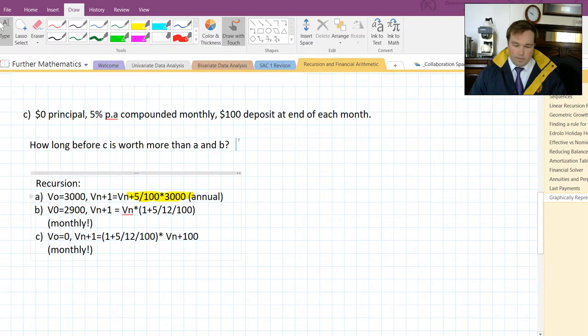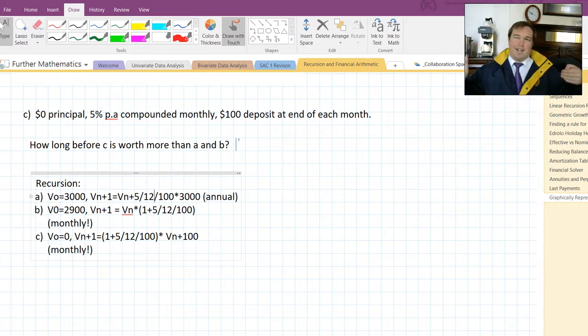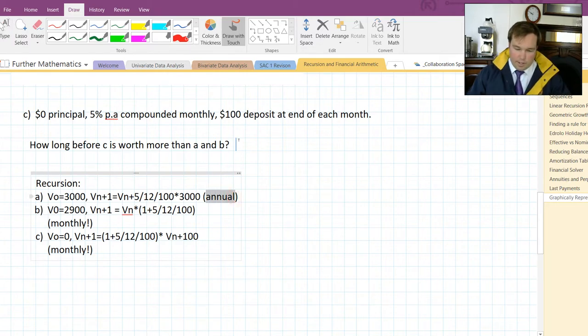The way we would do it is take this 5, because instead of going up by 5% of the original value, or of the value before, you would go up 5 on 12 of it. So it will no longer be 150, it'll be 1/12 of 150. So with simple interest, if it goes up 150 a year, it's equivalent to saying it goes up 1/12 of 150 each month. Right? So now we have the 3 recursion relations, and we've converted this one to monthly.